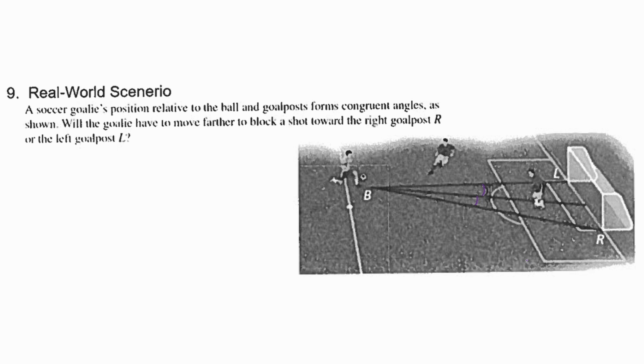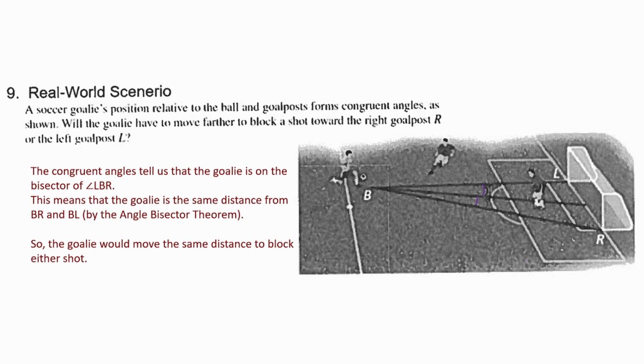All right, I'm curious, which did you come up with, the left or the right? Here's what I came up with. The congruent angles tell us that the goalie is on the bisector of angle LBR. This means that the goalie is the same distance from both of the segments BR and LR by the angle bisector theorem. So the goalie actually would move the same distance to block either shot. Bit of a trick question here, but that's all right. Sometimes us math teachers do that.